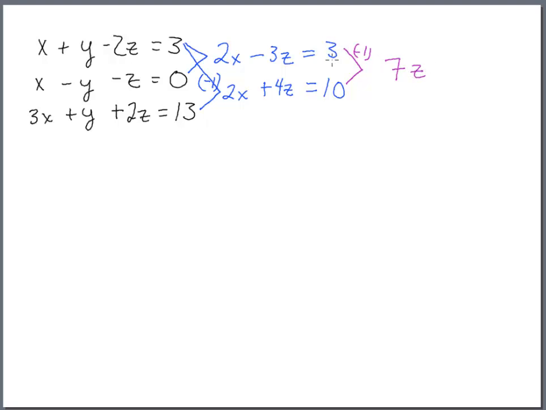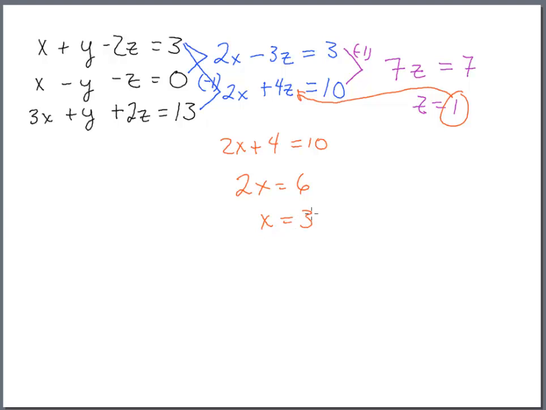And here we get 7 on the right, so 7z equals 7. That means z equals 1. Now, the reason I like this notation is the problem was huge, got a little bit smaller, got smallest. Now we have one answer. Now we go back here and say, okay, let's find x. 2x plus 4z, with z being 1, equals 10. Now we have just one equation to solve. 2x equals 6, x equals 3.